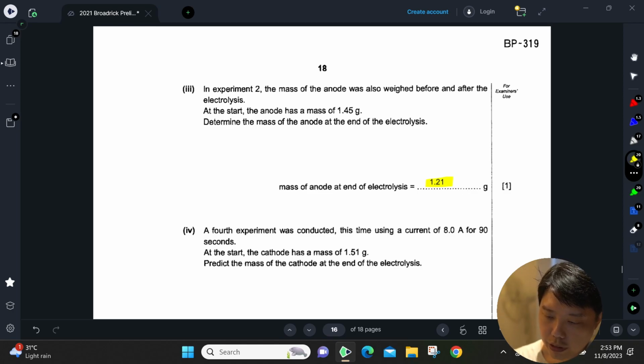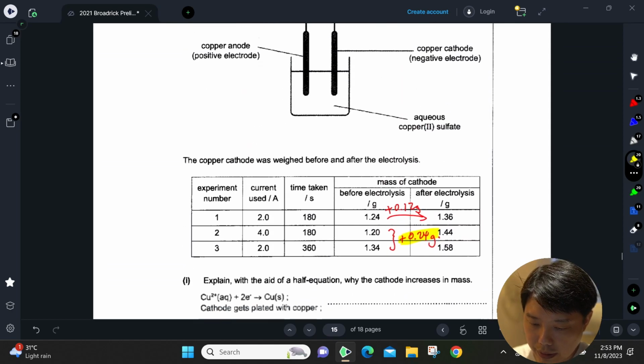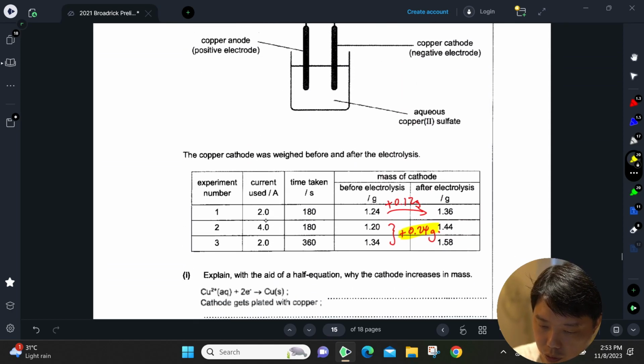They say the fourth experiment was done at 8 amperes for 90 seconds. The cathode has a mass of 1.51. So we can tell from here that if we use double the current, you get double the mass deposited at the cathode. But if you also double the time, instead of the current, you also get double the mass formed.